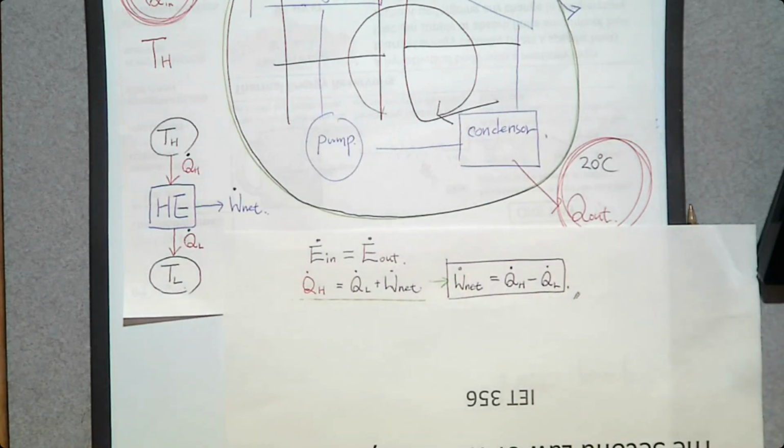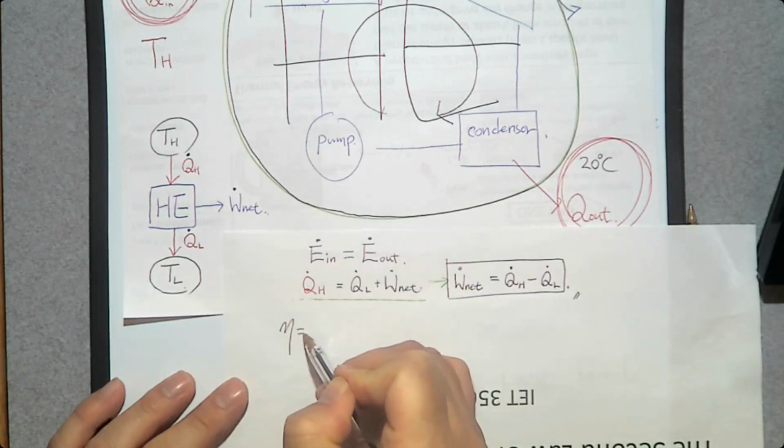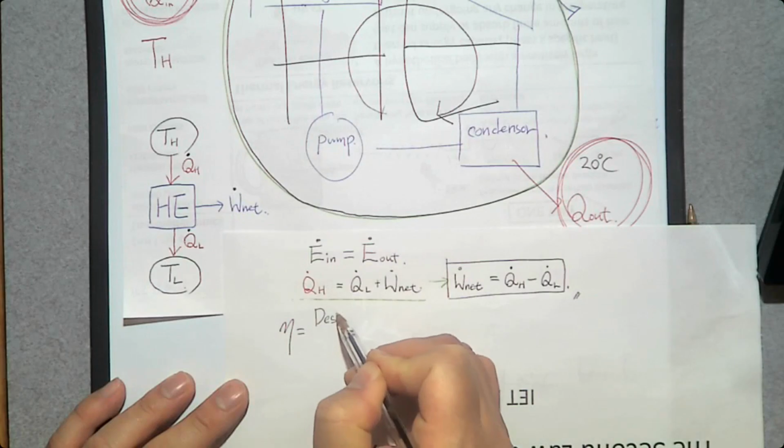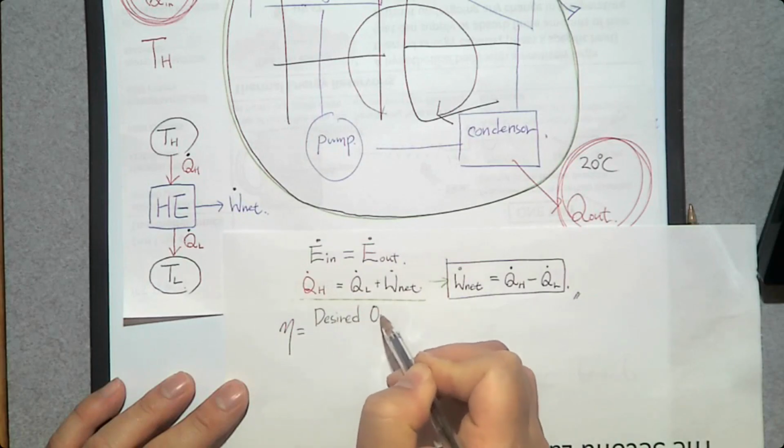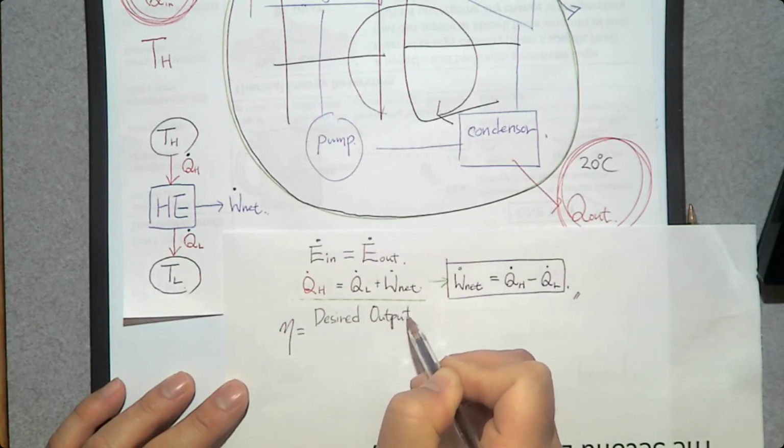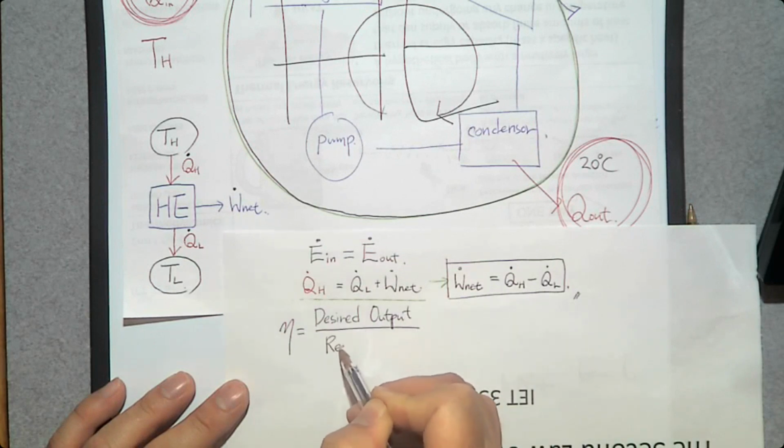Okay, that was simple. Then how can we evaluate the performance of this heat engine? Is it working well or not? Is it a good heat engine or a bad heat engine? How are we going to evaluate that? By using efficiency. You remember from chapter 2, we studied efficiency. Efficiency means desired output over required input.